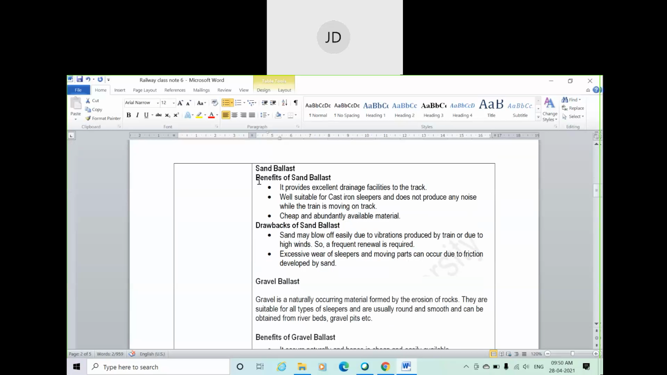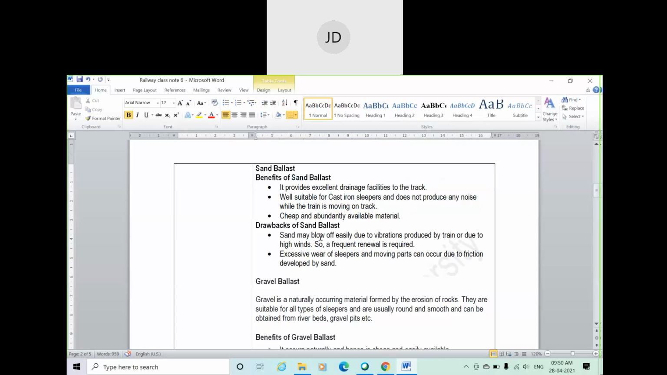So yeah, the benefits of sand ballast. It provides an excellent drainage facility to a track. Sand ballast is well suited for cast iron sleepers and does not produce any noise while the train is moving on the track. So in terms of noise, you can go for sand ballast.